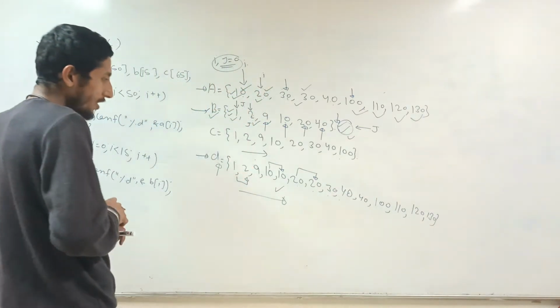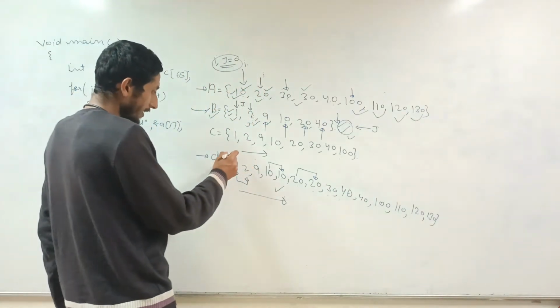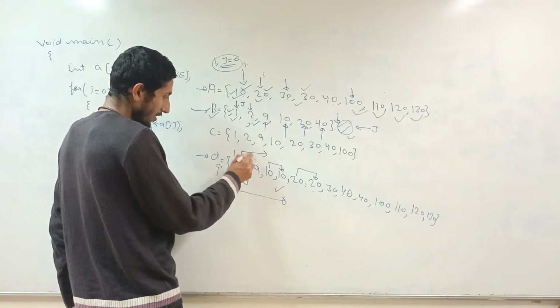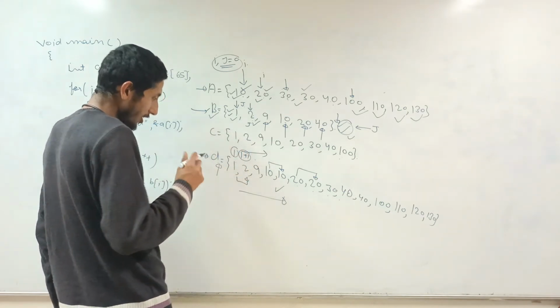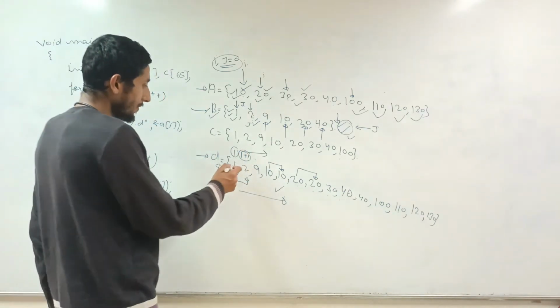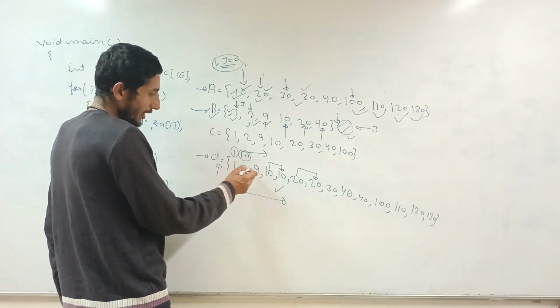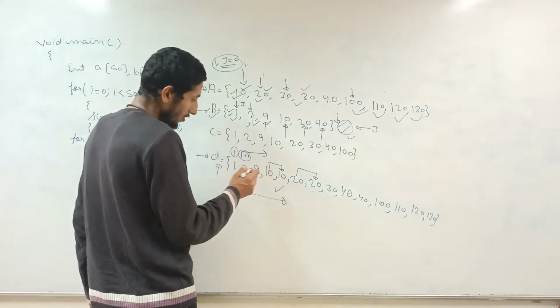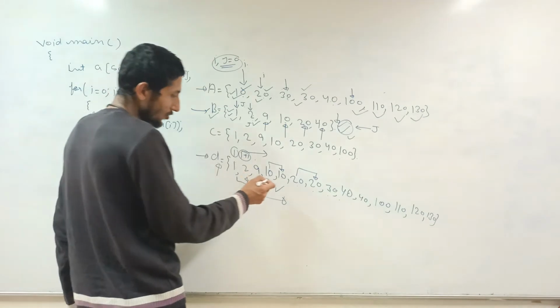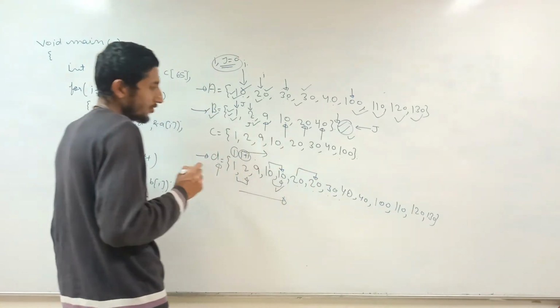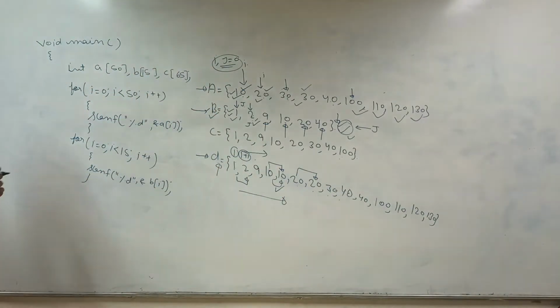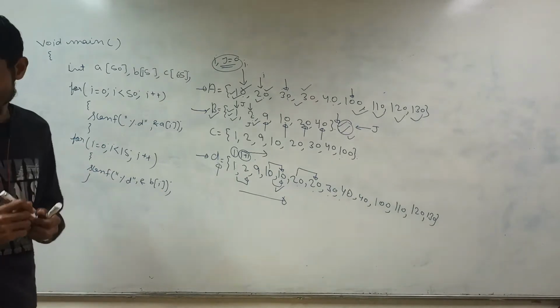So what you will do, you have to compare element I and I plus 1. If they are not equal, you should copy the element. If they are equal, you should not copy the element, or you can say you should copy only one element. So that's the simple approach. Okay, so let me build the program for this.